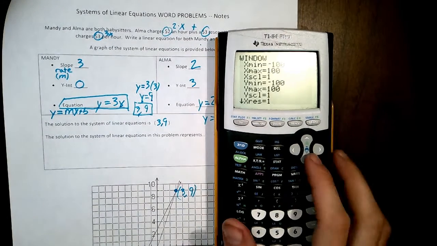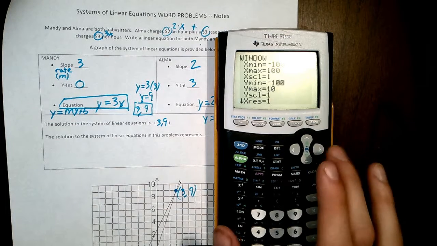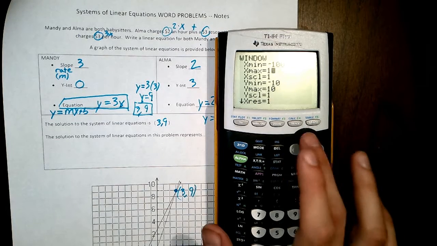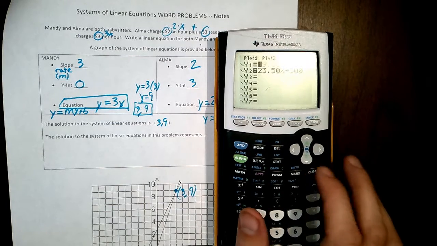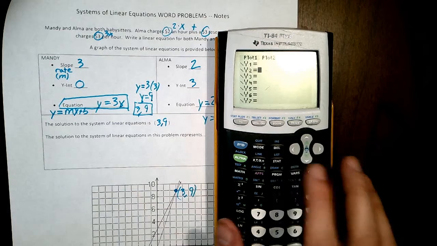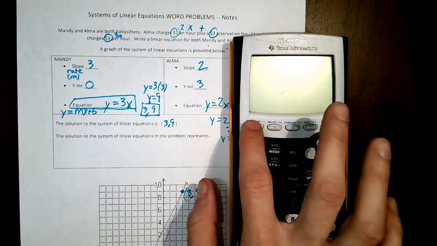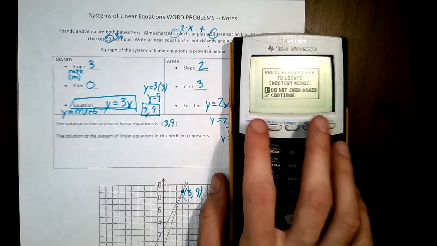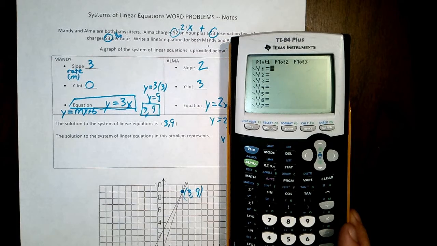And I'm going to get out of this real quick. Okay. You're going to hit the button Y equals, the top left button. You don't have to hit anything before it, you just hit that button, Y equals. Everyone get to the screen? This is an important screen, right?